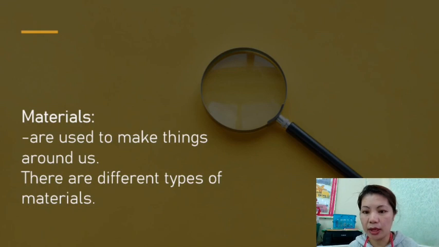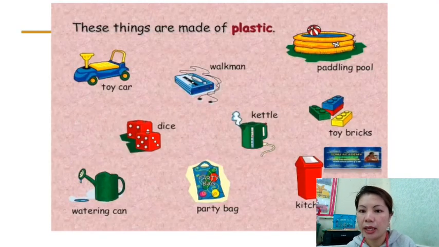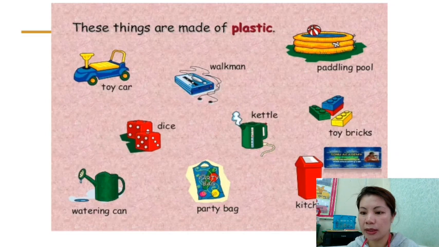First, we have these things that are made of plastic. Examples are a toy car, Walkman, paddling pool, dice, kettle, toy bricks, watering can, party bag, and kitchen bin or dust bin. Okay, so these are the things that are made of plastic.